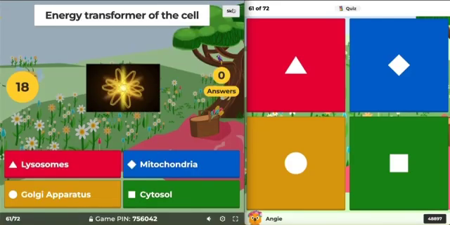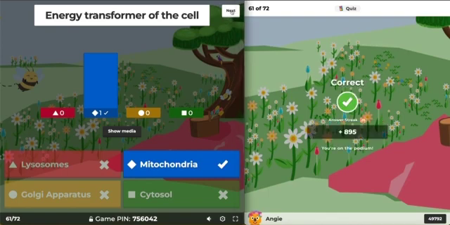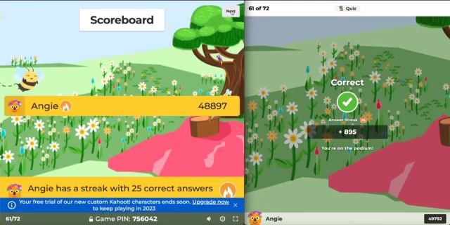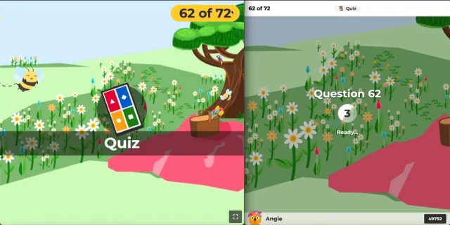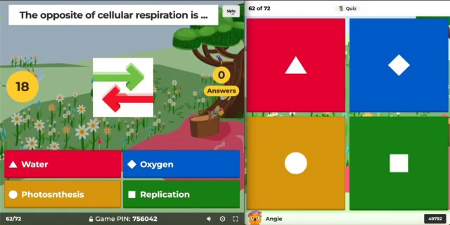Energy transfer of the cell. That is going to be the mitochondria, which everybody knows as the powerhouse of the cell, the energy transformer. When you flip around the equation of cellular respiration, you get photosynthesis.